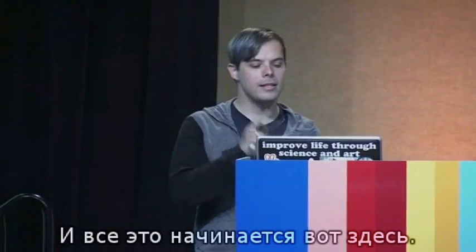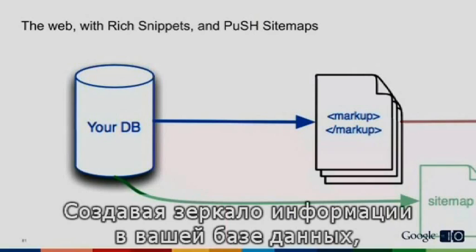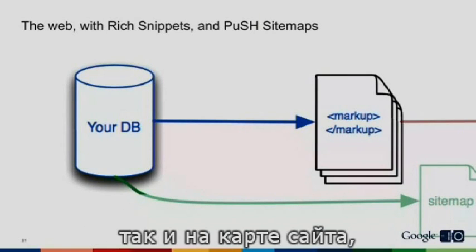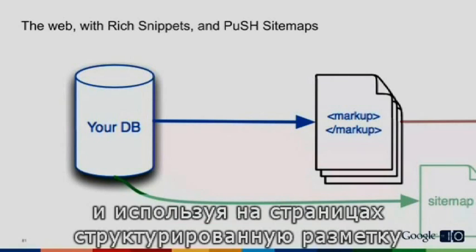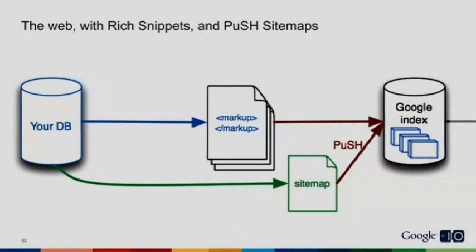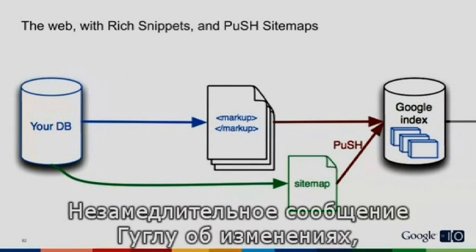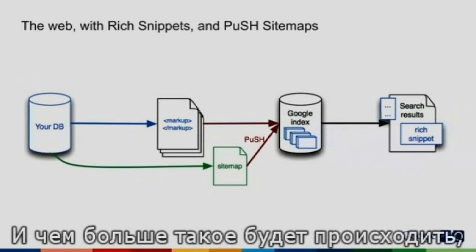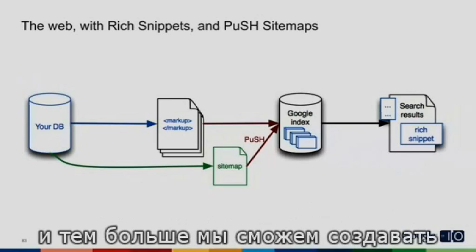By mirroring the data in your database on both your web pages and your sitemap, and on those web pages using structured markup, your website becomes more like your database. By telling Google this right away, that data is more known and more useful and available for your users. The more this happens, the more the whole web starts to become more of a database, the more we can start to do really cool things with that data.